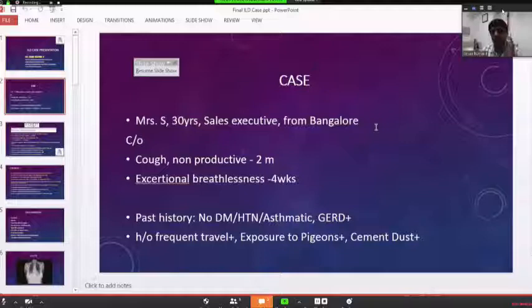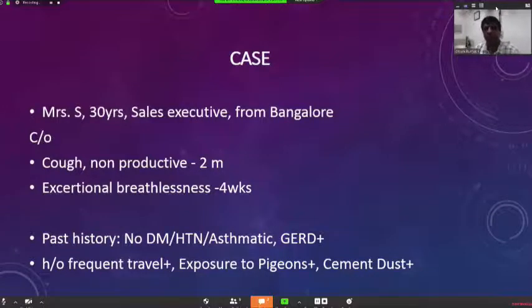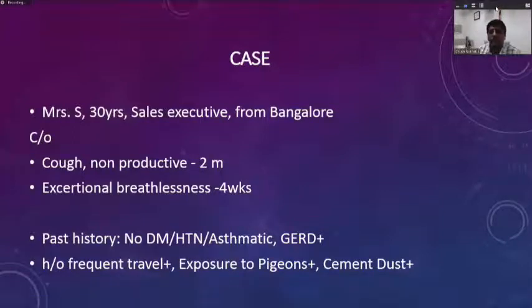And just to enumerate this concept of CTD-ILD, we'll run through one case, a 30-year-old female who is working as a sales executive at a Decathlon sports company in Bangalore. She presented with a predominantly non-productive cough from the past 2 months, and also exertional breathlessness of level 1 from the past 4 weeks. On going into the past history, we learned that there was no diabetes or hypertension or any sort of asthmatic tendency, and significantly she had gastroesophageal reflux disease in the past. Apart from that, she also had a history of frequent travels, exposure to pigeons, and cement dust.